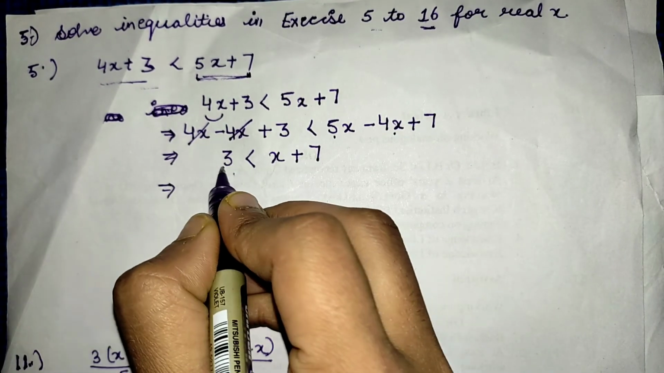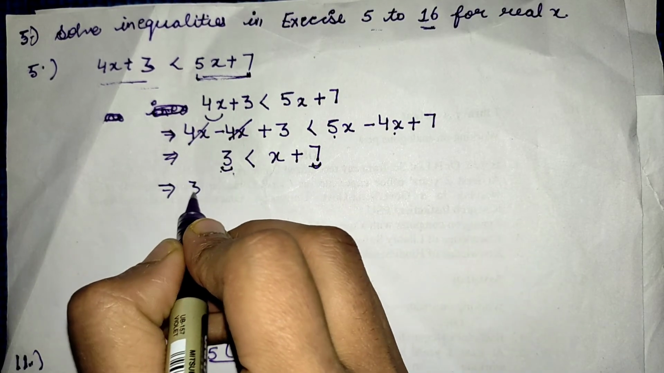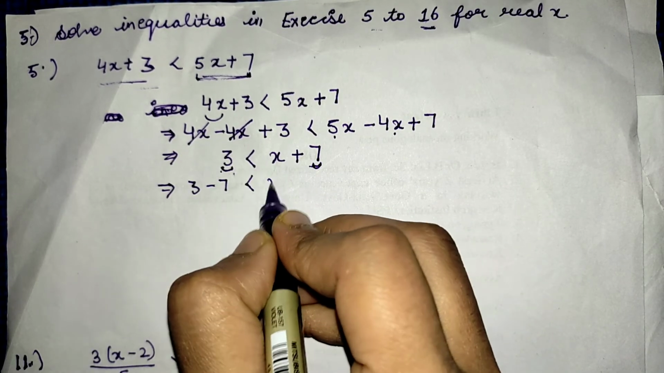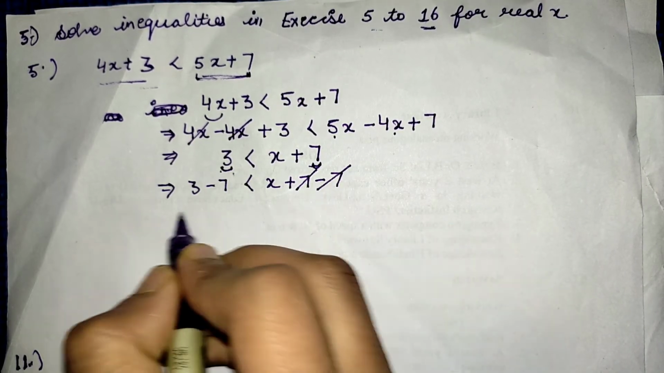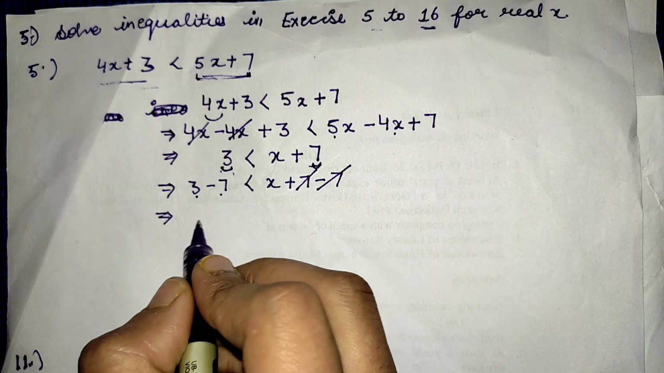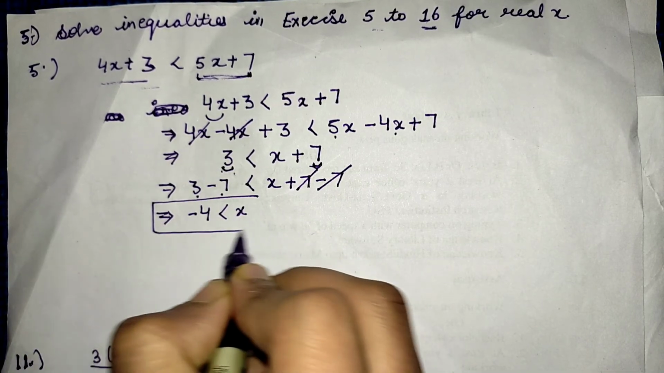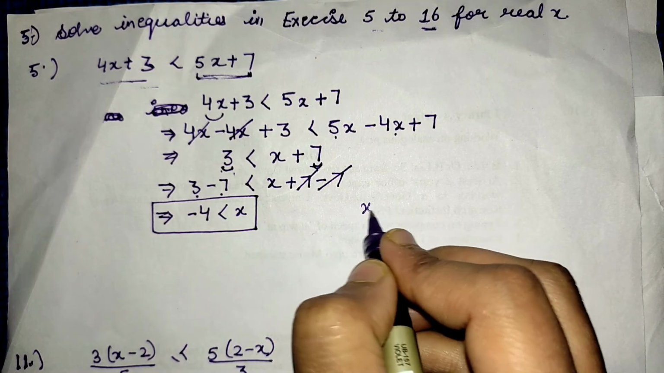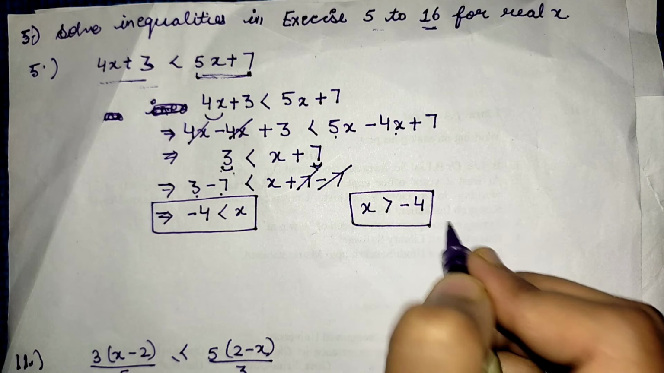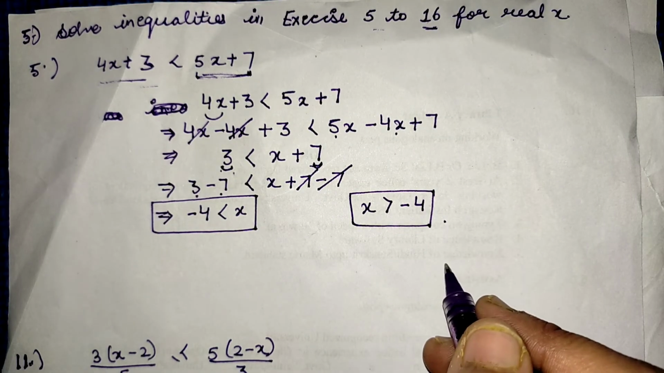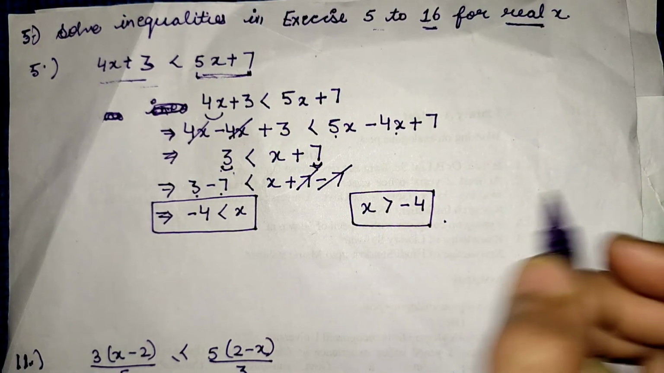So now what I will do? I will remove this 7 from both the sides. So I will subtract 7, x plus 7 minus 7. 7 and 7 will get cancelled out. I will be left with minus 4 is less than x, or I can say that x should be greater than minus 4. Okay, so for the real numbers I have to find out the solution.